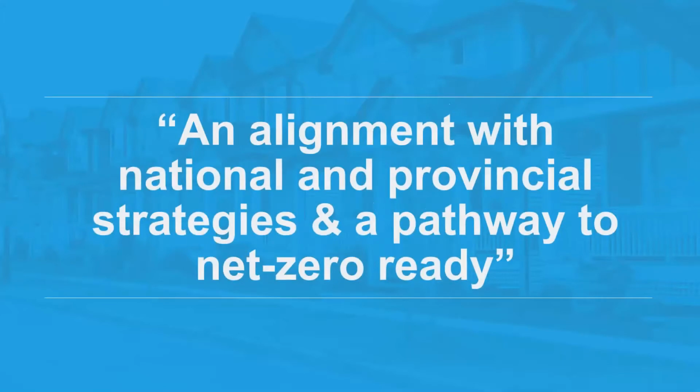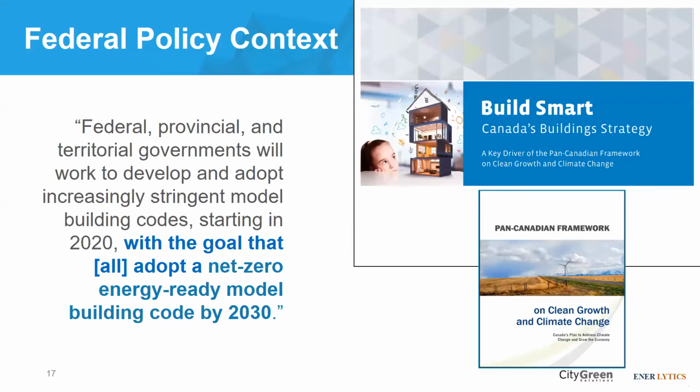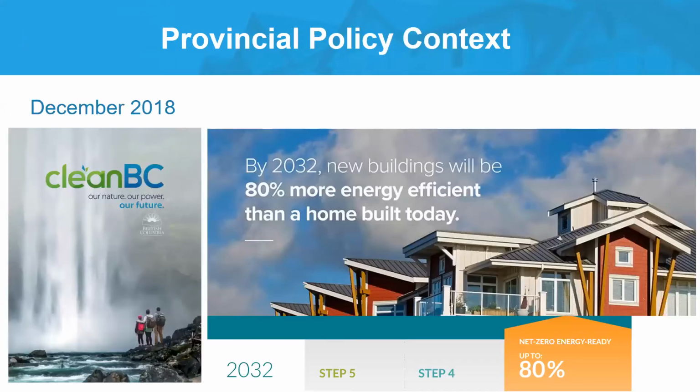The Step Code is also in alignment with national and provincial strategies and provides a pathway to net zero ready homes. When we look at the federal policy context, we see that there's a goal that all adopt a net zero energy ready model building code by 2030. The provincial policy context is that by 2032, new buildings will be 80% more energy efficient than a home built today.